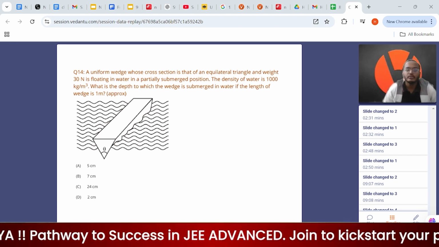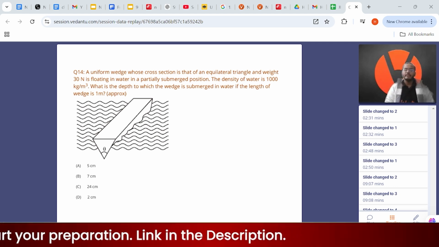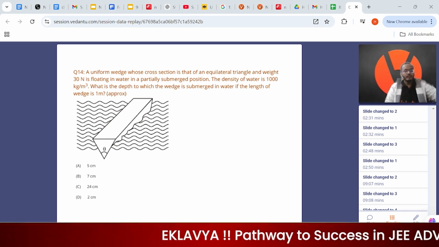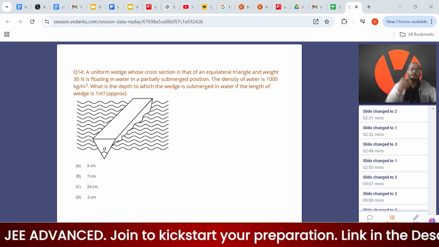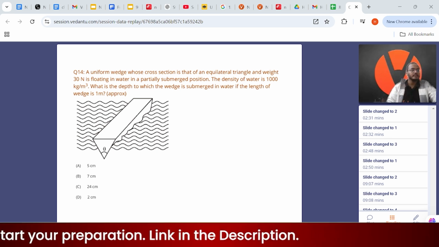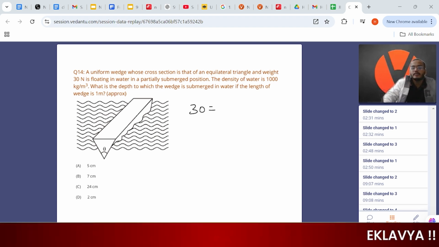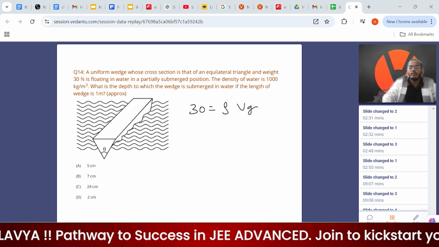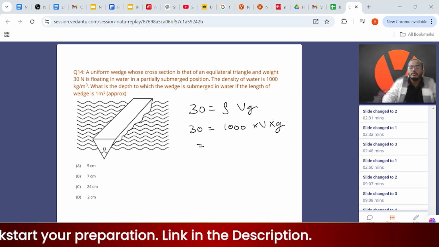See, length is given, so we can calculate the volume. Now, we know that as per the Archimedes principle, the weight of water displaced will be equal to the weight of the object, any solid object, right? Now weight means how much it is forcing, so it's actually 30 newtons. It will be equal to rho Vg. What is rho? 1000. So 30 will be equal to 1000 into volume into G.